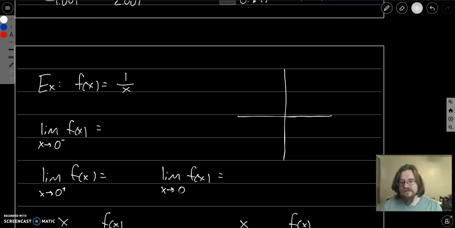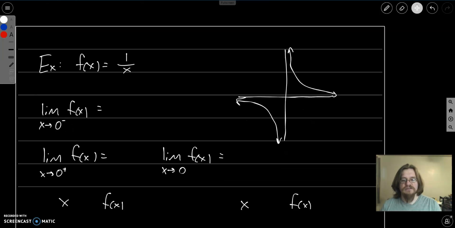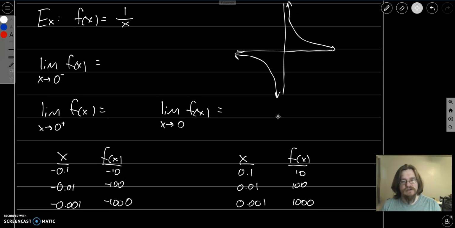Let's look at another situation here. We have f of x is equal to 1 over x. And this is quite a nice function. It looks something like this. And we can see that at 0, we're doing something weird. So we can plug in some values.